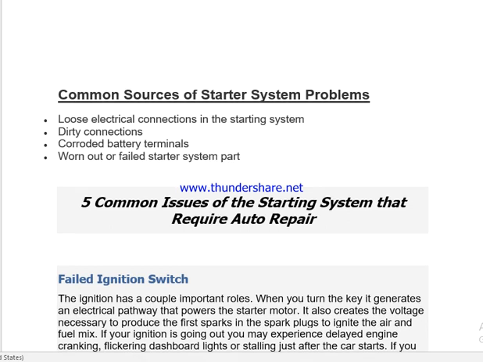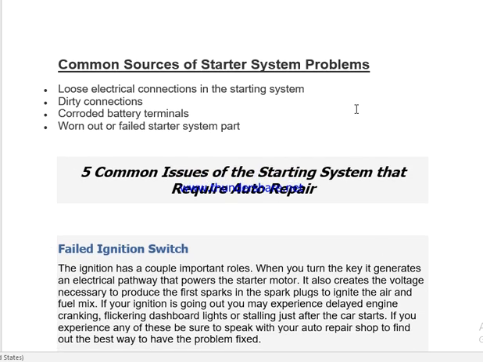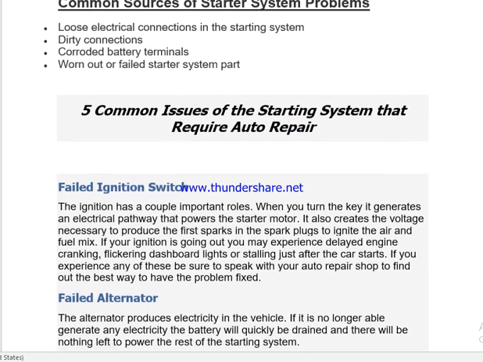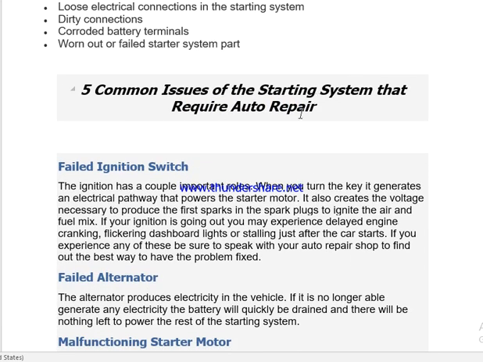Now, these are common sources of starter problems. Some problems of the starting system are: loose electrical connections, dirty connections at the battery terminals, and a failed starter. These are the ways a starting system can have problems. Others: there are five issues of the starting system that require auto repair.